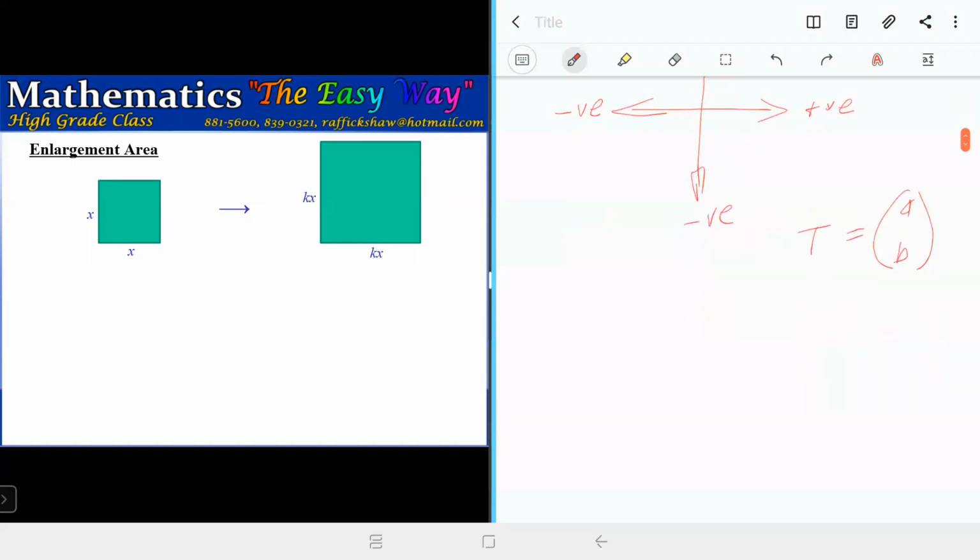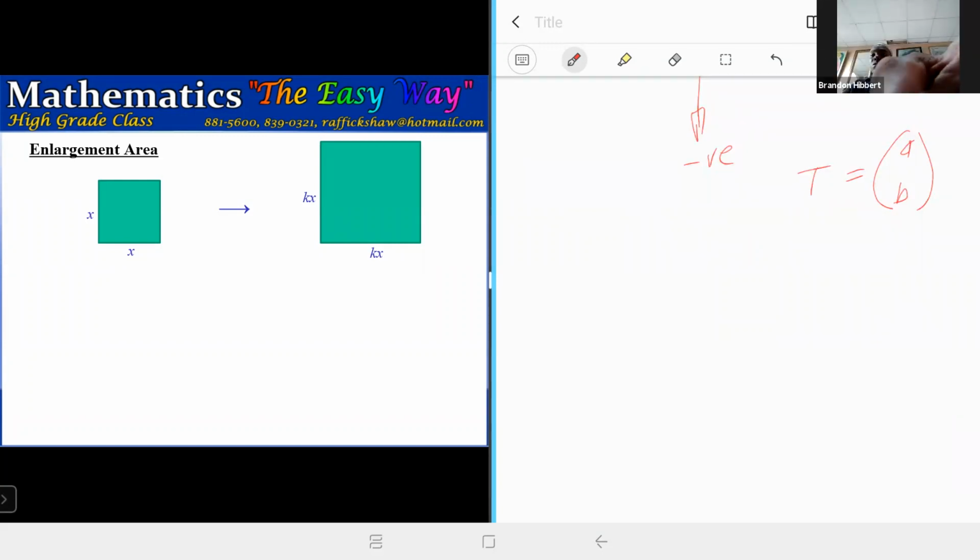Then we spoke about reflection. If you're describing a reflection, you must state the mirror line. You must state the mirror line if you're describing a reflection. We said that there are a number of reflection matrices that you must know.